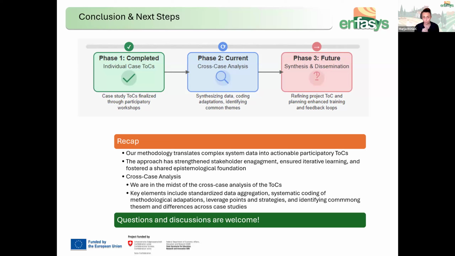Now we're in phase 2, the cross-case analysis. So what we're doing, we're synthesizing data across all cases. We're systematically coding the methodological adaptations that occurred in every single case study, as I showed before, and we're identifying common themes and differences. This critical synthesis helps us pinpoint which strategies are most robust across different contexts and where tailored approaches are necessary. This is the cross-scale perspective Domenico was referring to before.